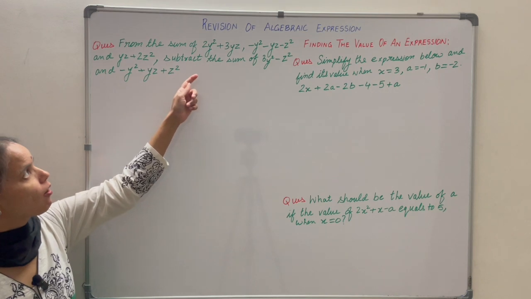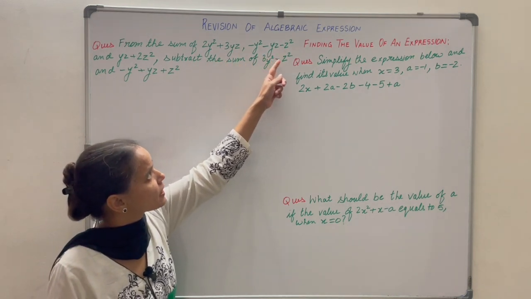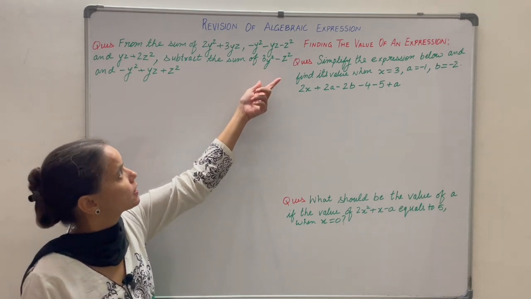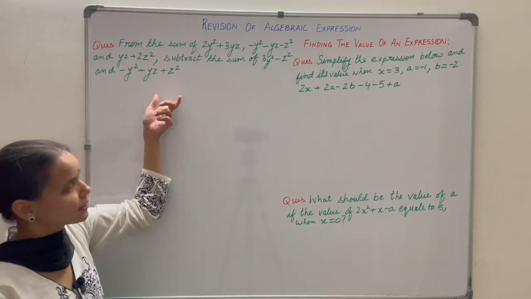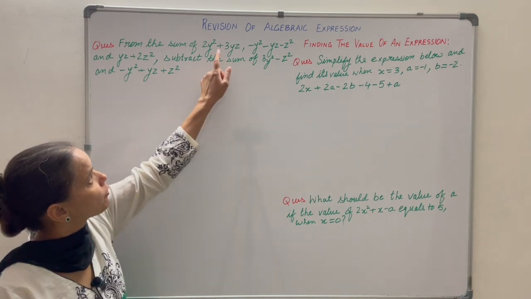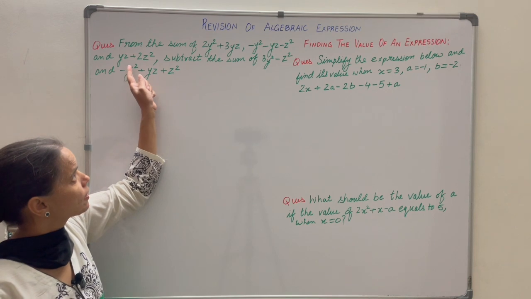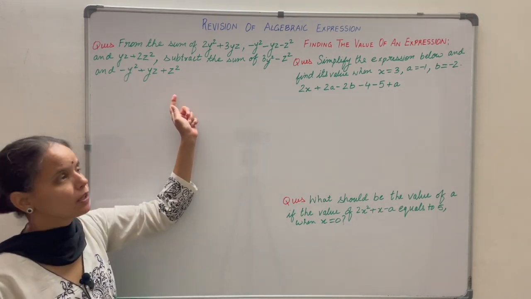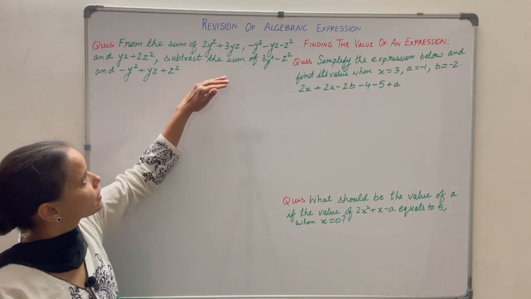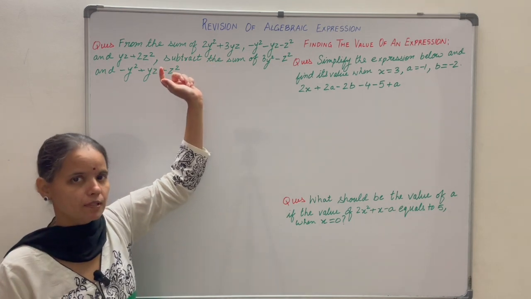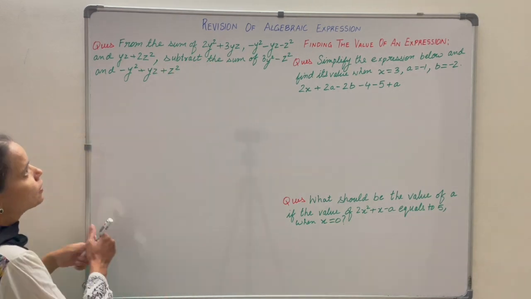From the sum of this expression and this, subtract the sum of this and this expression. So what you have to do? First you need to find out the sum of these three expressions and you have to find out the sum of these two expressions. Then you have to subtract the sum of these two expressions from the sum of these three expressions. So let us write it down.